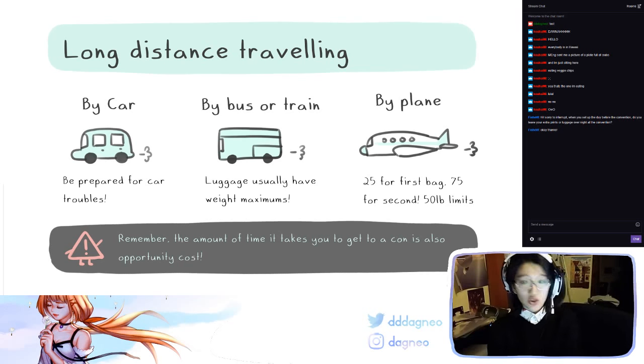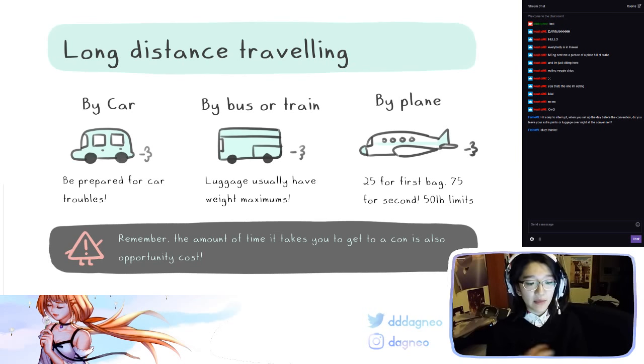If you're taking a bus or train, some kind of public transportation, a lot of times their luggage will have weight maximums. I think on the Megabus, you are allowed one big luggage, and I think it has a maximum limit of like 50 pounds. So make sure that you are aware of these kinds of rules, and make sure you know exactly where you are going in order to get on the Megabus. Even once you get to your destination, make sure that you have a way to get from the Megabus stop to your actual convention center. Just be aware of where the bus is going to drop you off.